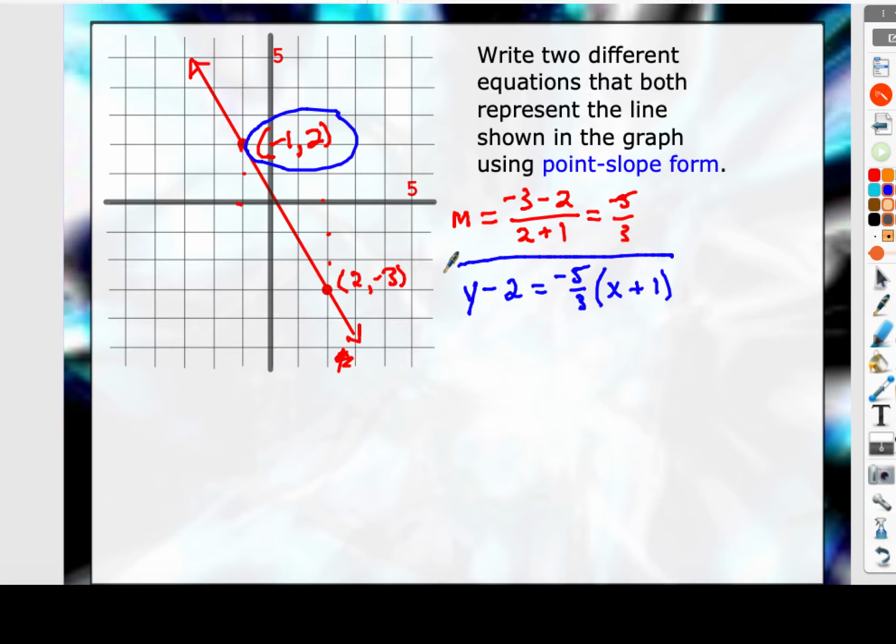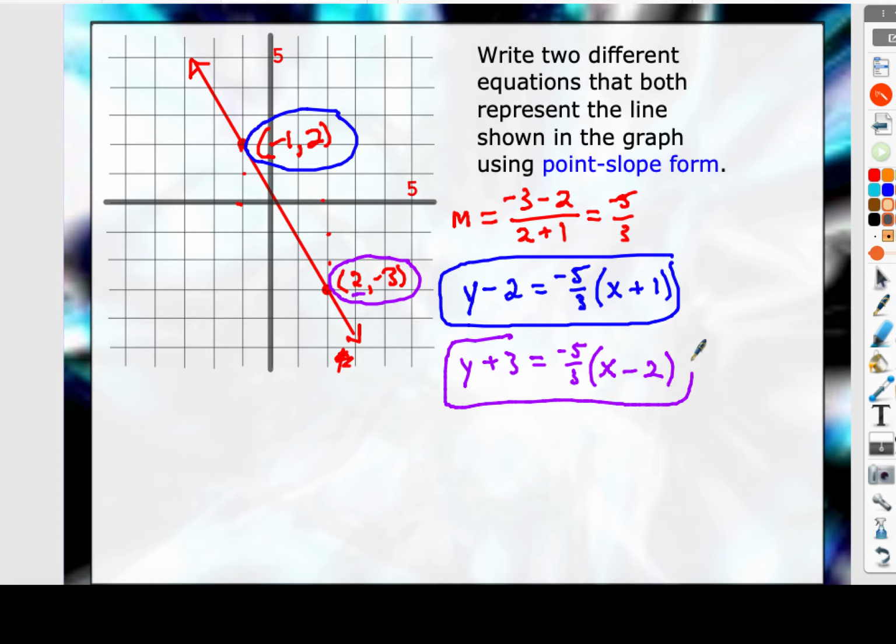And that would be an equation for our line. We could also say y minus, well, what if we use this coordinate instead? y minus -3 becomes y plus 3 equal to the slope again times x minus, well, this time x was +2, right? That would also be the equation of our line.